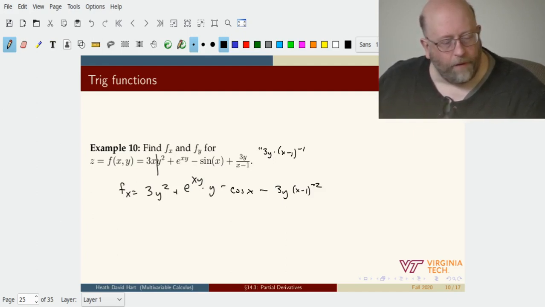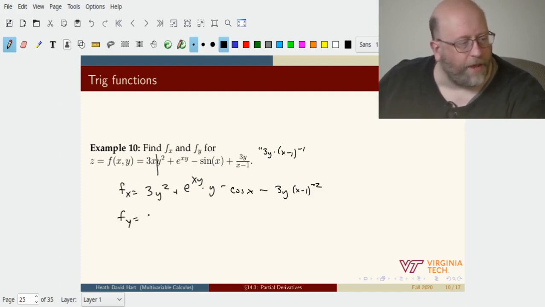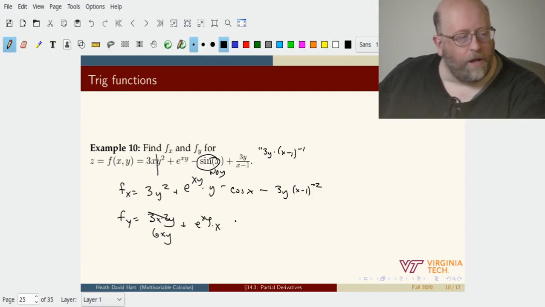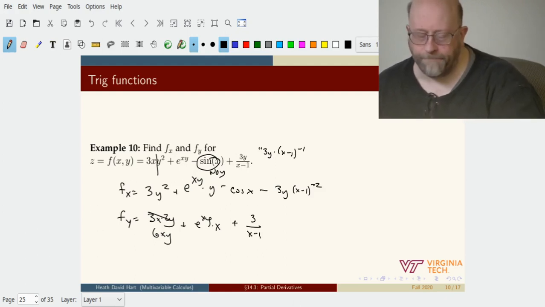Alright, we have to still find fy. So this time we get 3x times 2y, which is now just 6xy plus e to the xy times x. Sine x, we don't have to worry about the trig function at all. There's no y in it, and so its term is 0. And then 3y over x minus 1. Since we're taking the derivative in the y direction, the derivative of 3y is 3, and nothing happens to the x minus 1.